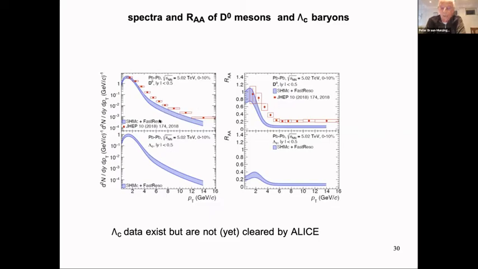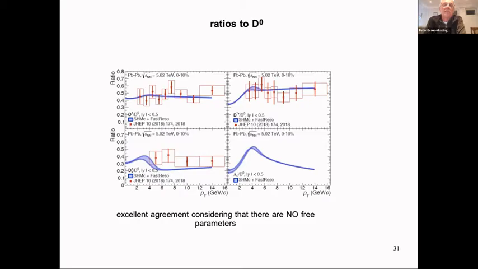Here is the prediction for Lambda_c. Unfortunately, I can't put data on it because it's not yet cleared by the ALICE collaboration, but those data will come out very soon. Here are ratios of D+ to D0, D*+ to D0, Ds to D0, and Lambda_c to D0. And you see wherever we have data, it actually agrees very nicely with our predictions, which are parameterless. And we will see what happens to the Lambda_c case.